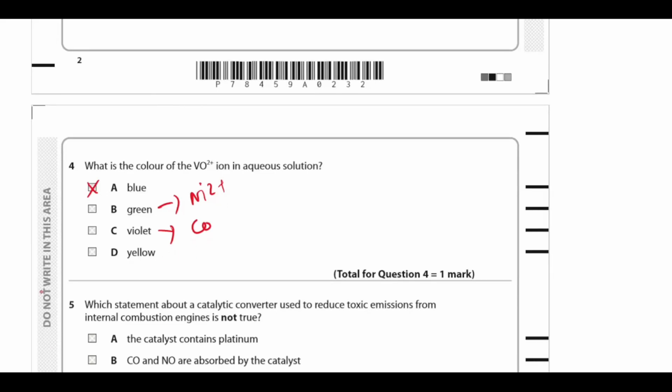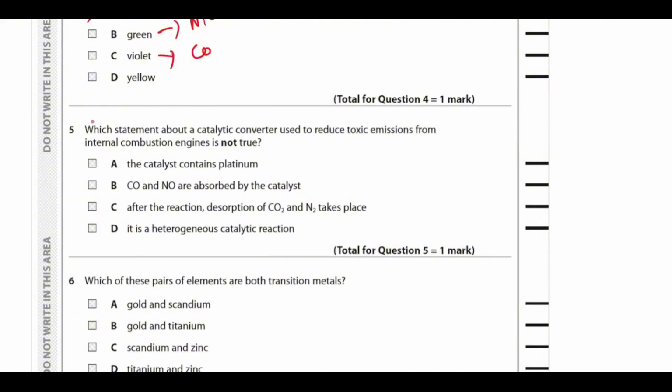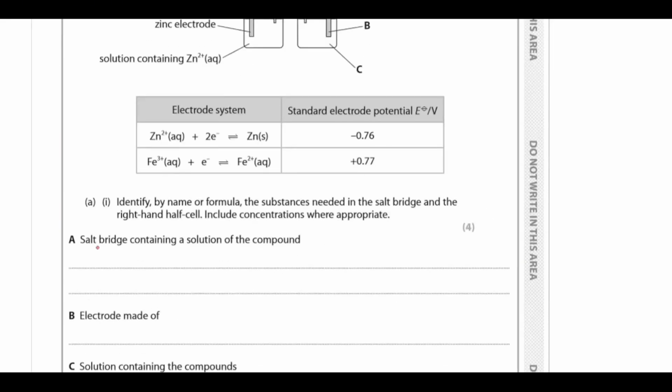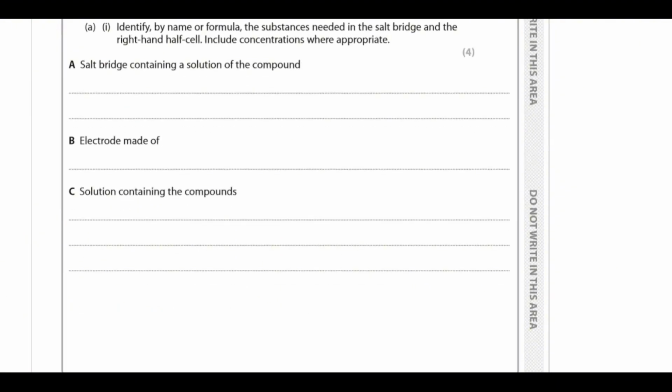Now, moving on, number 5, they said here, which statement about a catalytic converter used to reduce toxic emissions from internal combustion engines is not true? If I talk about this in a broader sense, all right, question number 18. The standard EMF of the cell was measured, and this is the data provided, the electrode system in Fe3+. The first question asks us to identify by name or formula the substances needed in the salt bridge and right half cell, with concentrations being included.